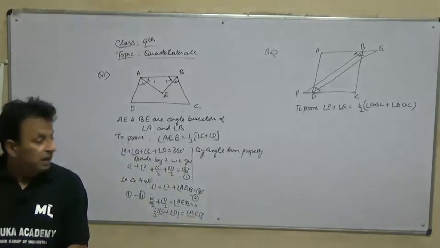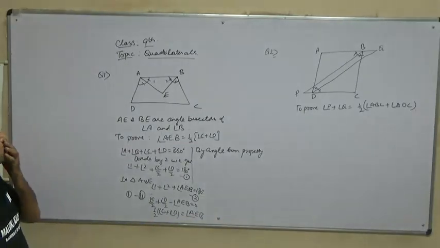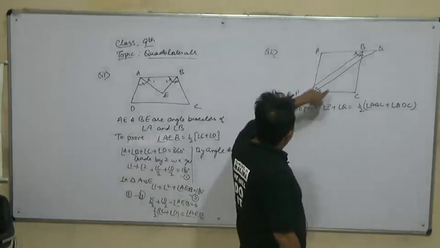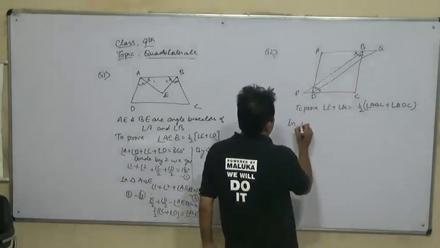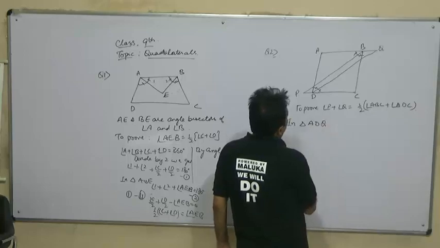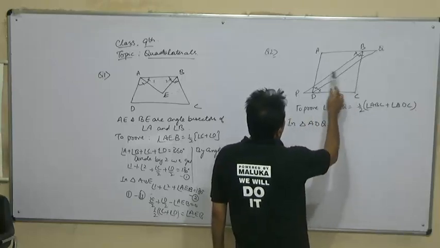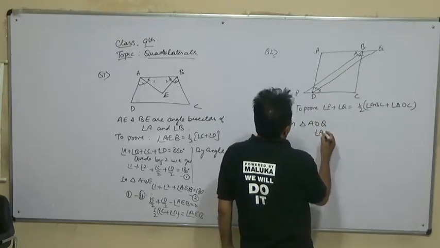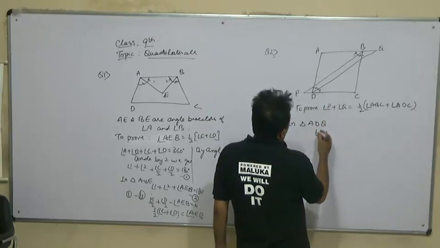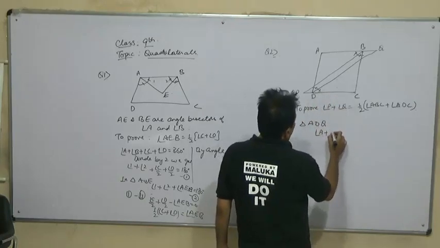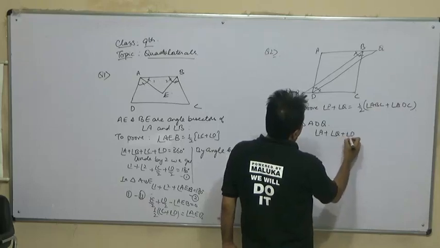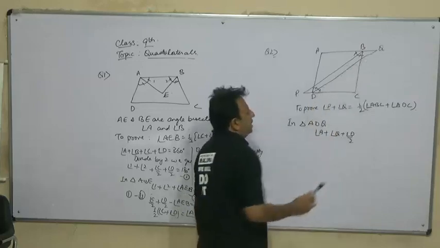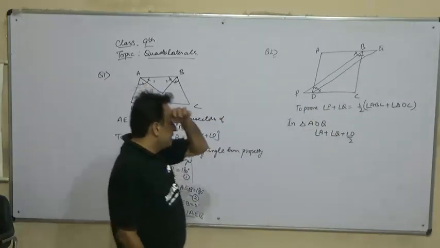So how do we do this? If we look, we can take two triangles. Which two triangles? One we take is ADQ. In triangle ADQ, we have angle A plus half angle D, plus angle Q. Actually this is not the full angle here, this is half of it, so we write it as angle D by 2. This is equal to 180 degrees.